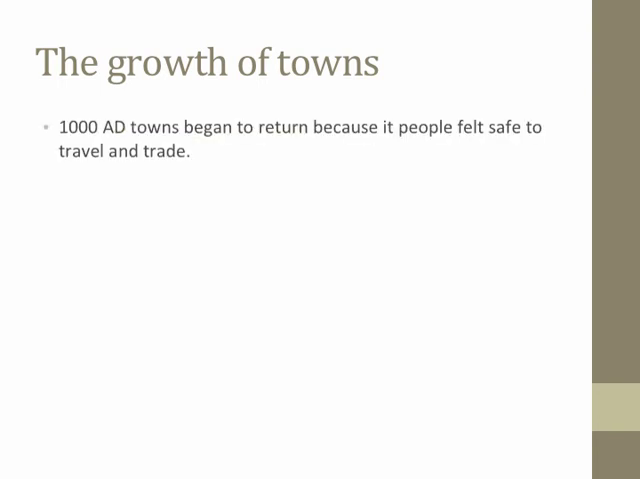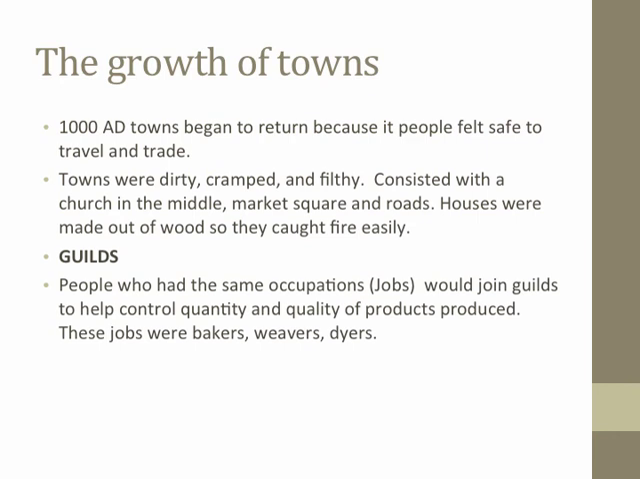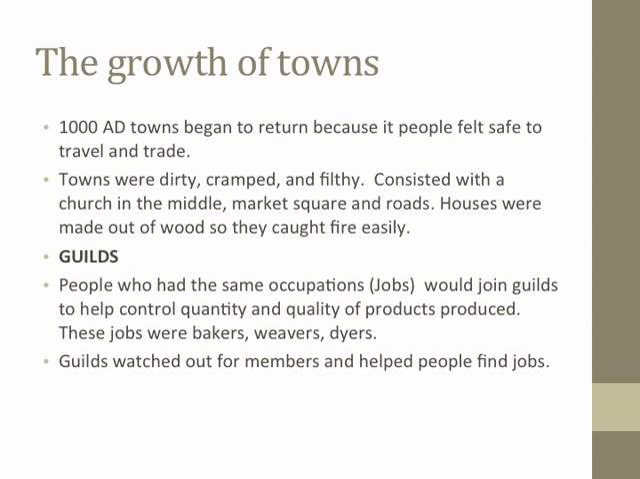Oh, sorry. Guilds. Now, guilds are basically organizations that people would join who had the same jobs in these towns. These jobs are usually bakers, weavers, dyers. For those of you that don't know what a dyer is, a person that dyes clothes. So basically, what guilds would do is they looked out for these workers and employees so that people can find a job if they're one of these trades, and also to keep track of how much product they make as well as the quality of the product, because you have to understand this.